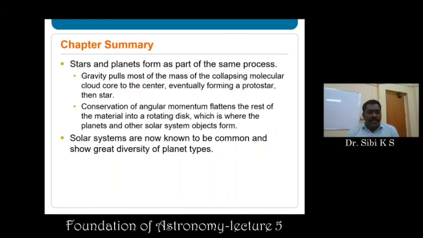So in this class, we have discussed stars and how planets are formed, and they are formed by the same process. Gravity pulls most of the mass of the collapsing molecular clouds to the center, eventually forming a protostar and then a star. The conservation of angular momentum flattens the rest of the material into a rotating disk, which is where the planets and other solar system objects form. And solar systems are now known to be common and show great diversity of planet types.